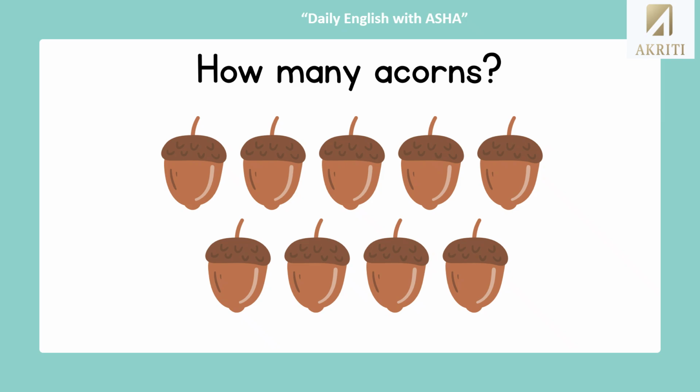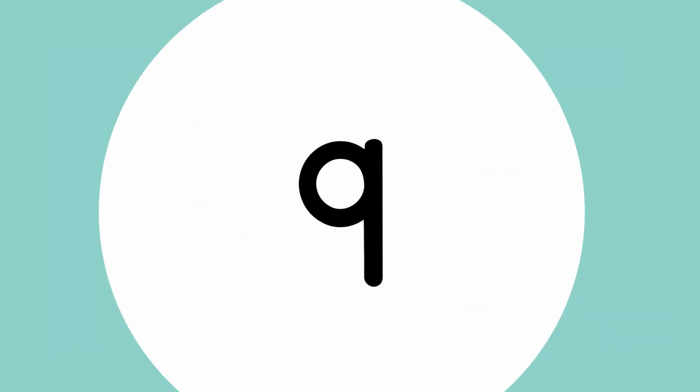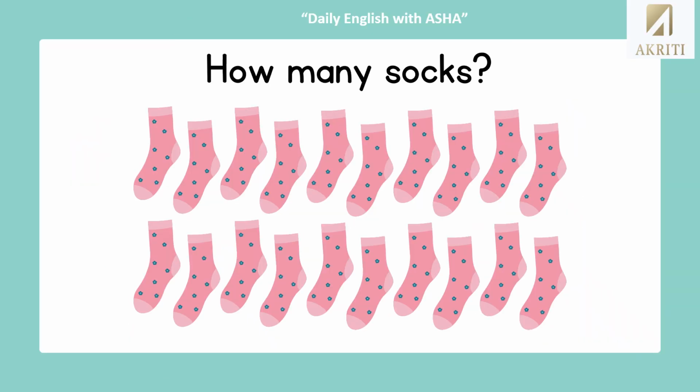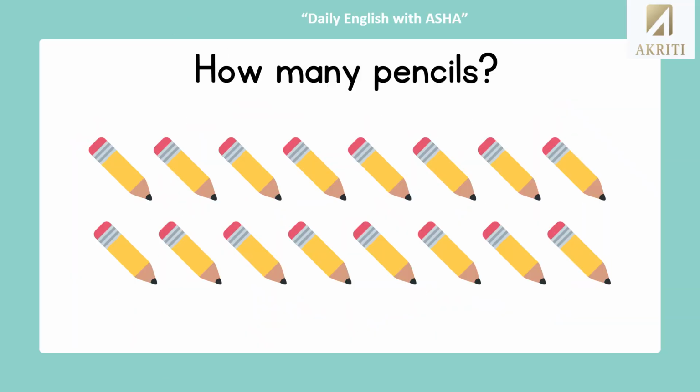How many cones? 1 2 3 4 5 6 7 8 9. Check. 9. How many socks? 1 2 3 4 5 6 7 8 9 10 11 12 13 14 15 16 17 18 19 20. Check. Yeah, 20 socks. How many pencils?